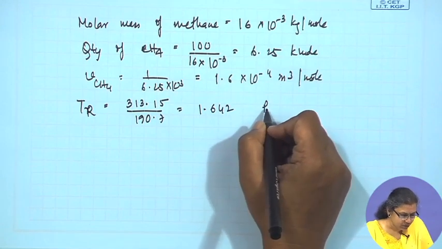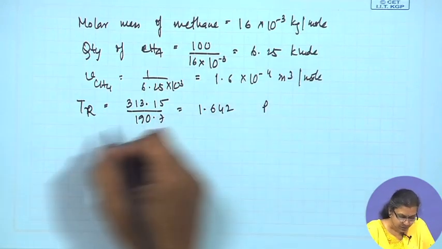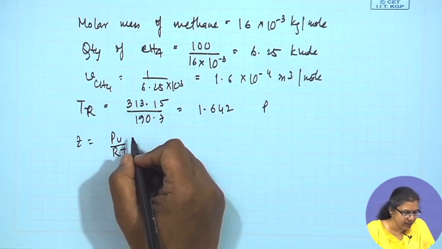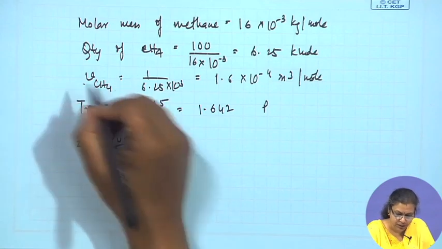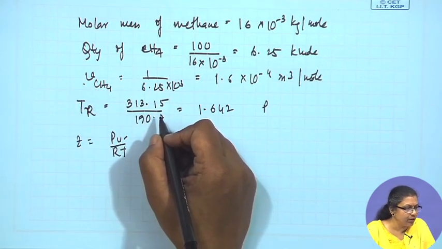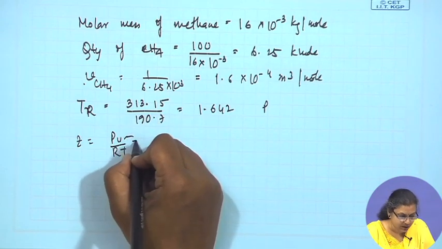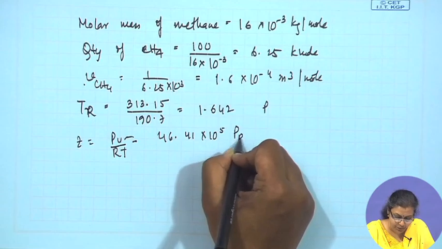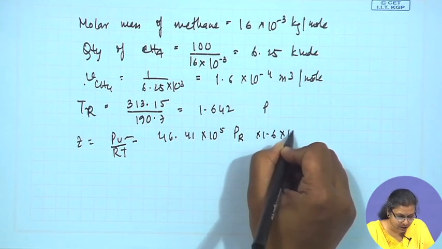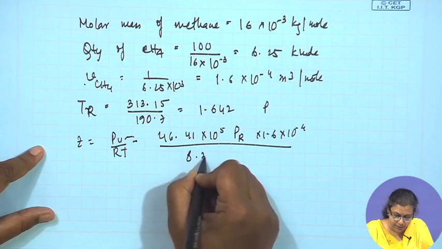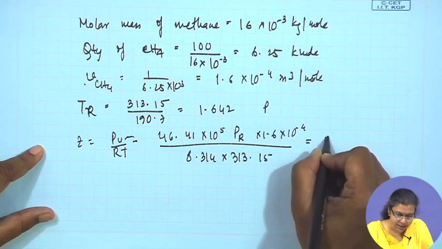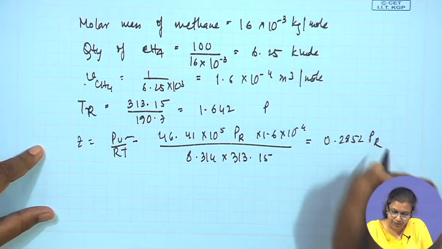So therefore, you know Tr, and what is Z equal to? That is equal to PV by RT. Your P is not given, sorry, V you have already found out, R is given, T is given at 40 degrees centigrade. So, if you substitute all these terms, what do you get? You get 46.41 into 10 to the power 5 PR into 1.6 into 10 to the power minus 4 divided by 8.314 into 313.15. You get Z as 0.2852 PR, right.